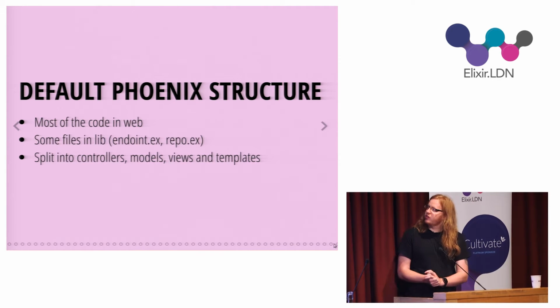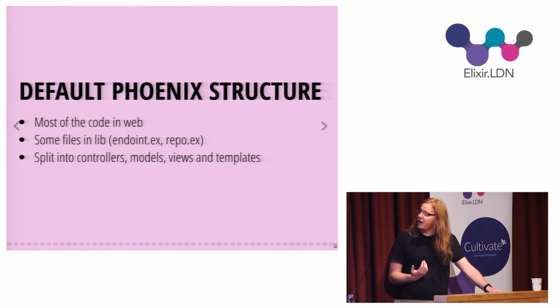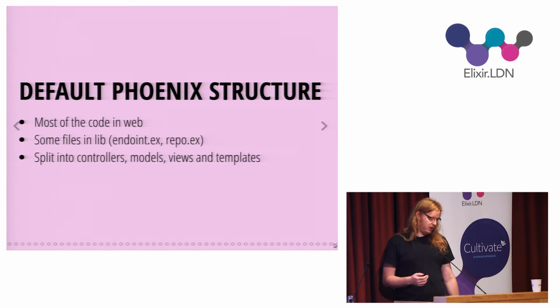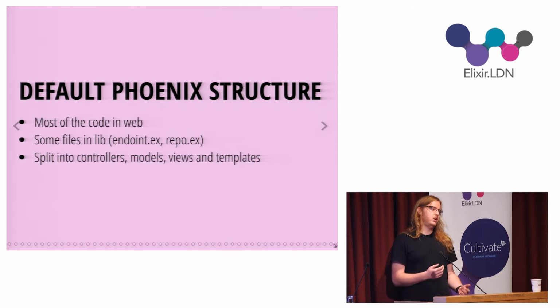So the default Phoenix structure, this is what happens when you run mix phoenix.new. You end up with an application where most of the code's in web. You'll have some files in lib, like your endpoint, your repo, and your application entry point, and maybe some GenServers, but there's a lot of stuff in web. And it'll be split into controllers, models, views, and templates. There's also channels in there, a static directory, and all the stuff that's kind of web related goes in there.